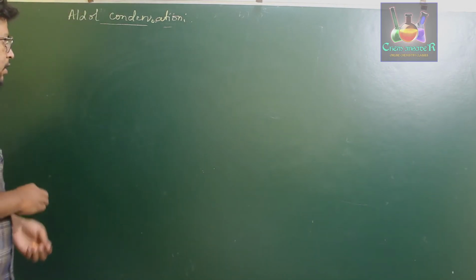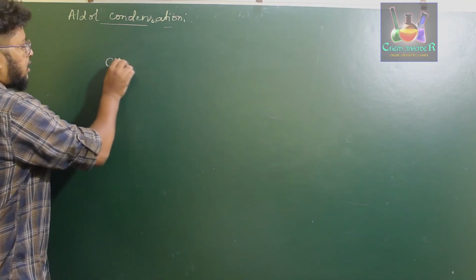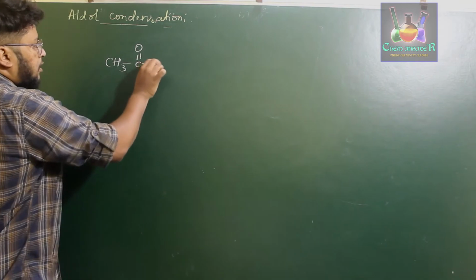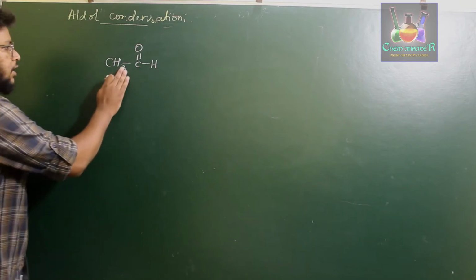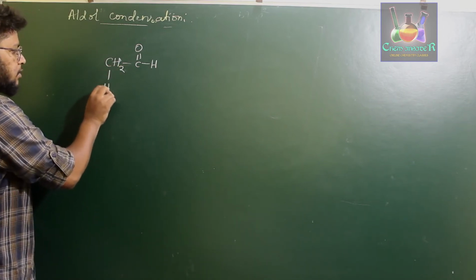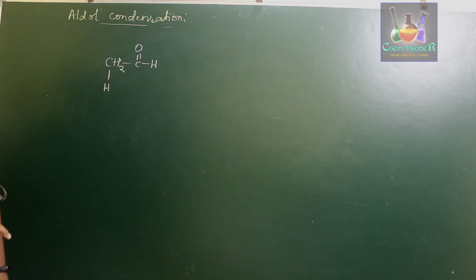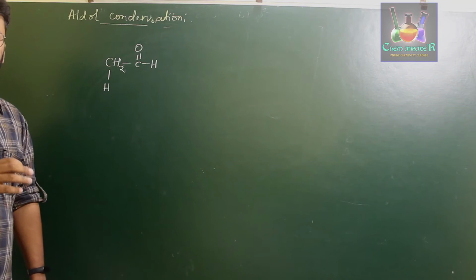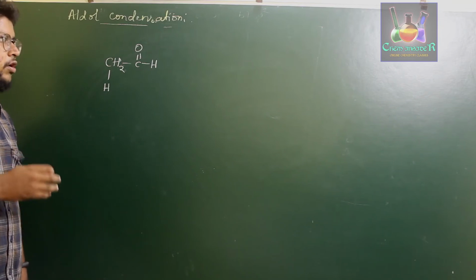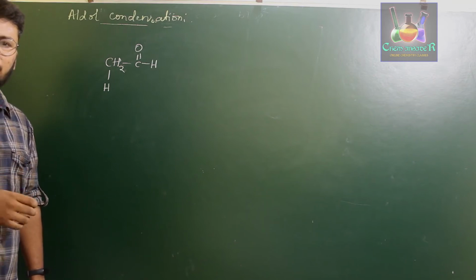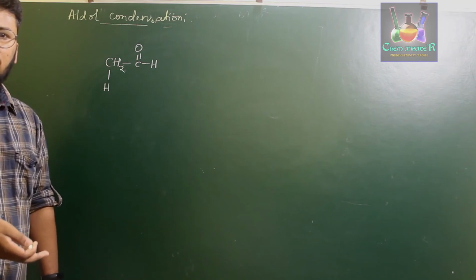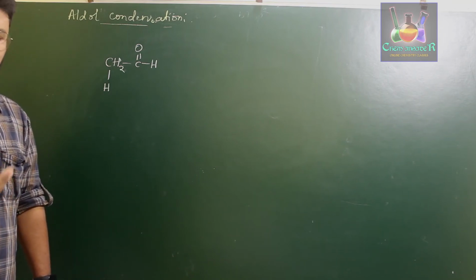For example, if you consider a molecule such as CH3, C double bond O, H. If you consider this ethanal, it has an alpha hydrogen, right? So if you want to write, you can write it as CH2H. So when you treat an aldehyde or a ketone in the presence of alkali, the alpha hydrogen initiates a reaction to form an aldol compound in case of an aldehyde and a ketol compound in case of a ketone, which later loses a molecule of water to form the respective aldol condensation product.